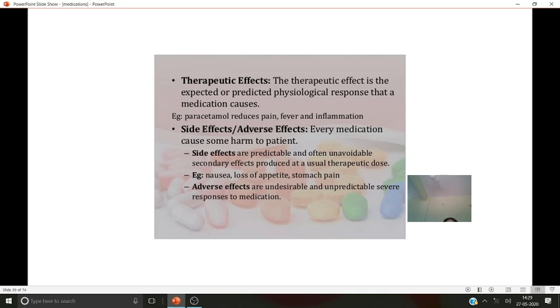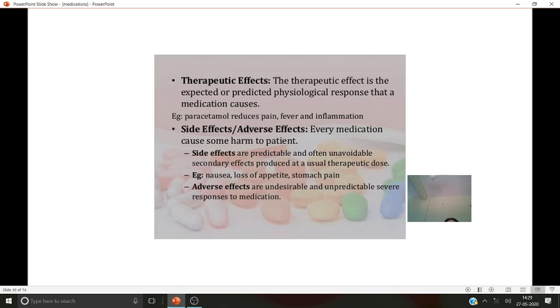Okay, let us discuss what other effects these drugs have along with the therapeutic effect. These drugs have some side effects or maybe adverse effects. Side effects mean that every medication causes some harm to the patient. Along with the therapeutic purpose, harm will happen to the patient that we cannot avoid. Those are unavoidable things. Side effects are predictable and often unavoidable.